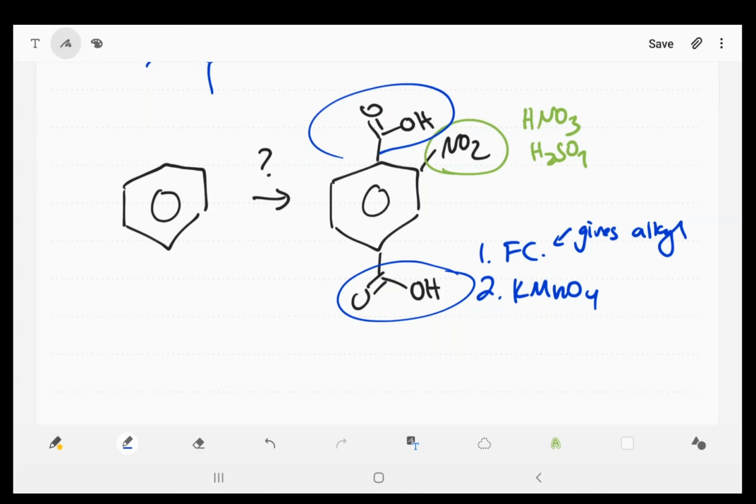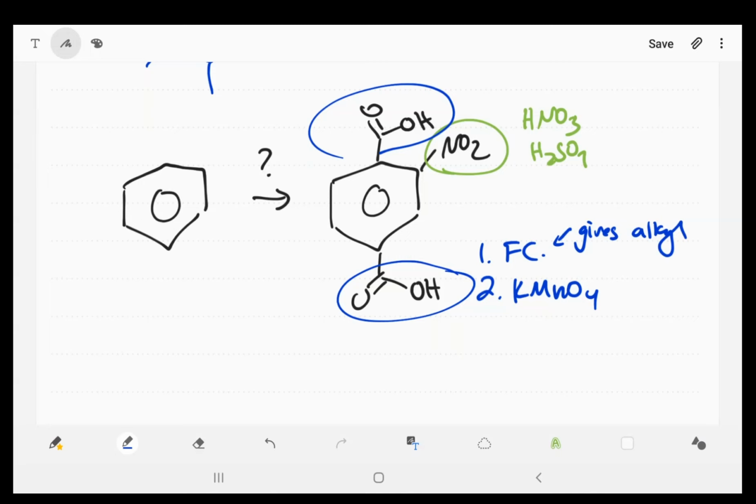So it probably makes sense if we notice these relationships to each other, like the carboxylic acids are para to each other. The nitro group is ortho to one acid, but meta to the other. If we put the nitro first, that would mean that we need to put everything else meta to it. So we can put one carboxylic acid meta, but how do we get that ortho one? Kind of hard to do that, right?